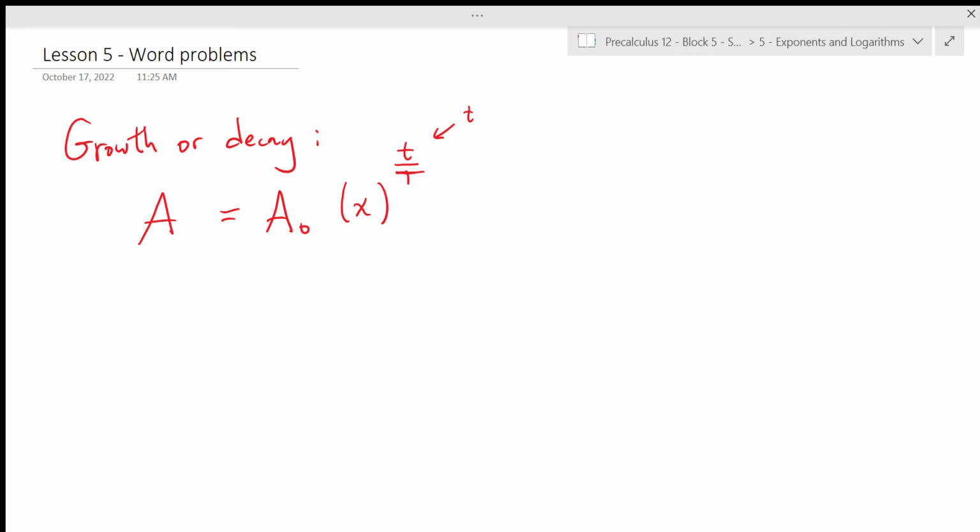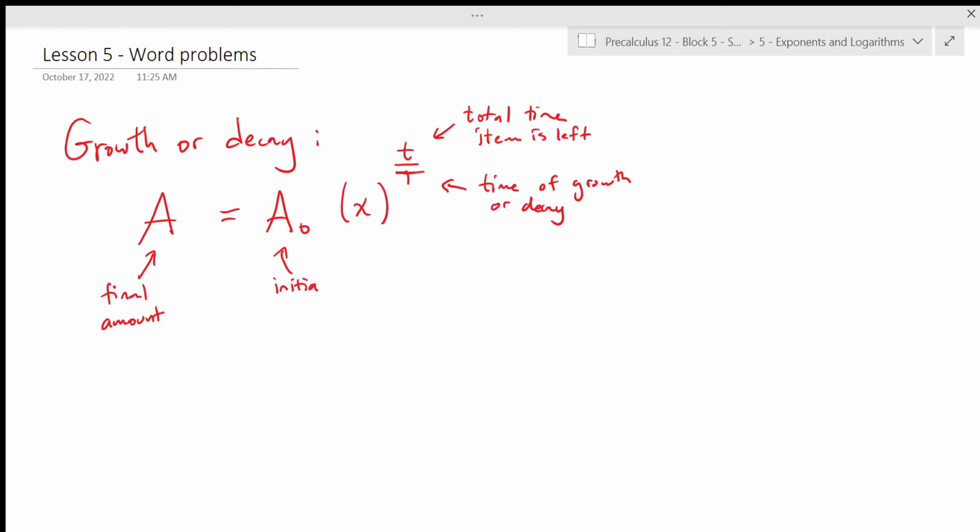So this is the total time the item is left, and this is the time of growth or decay. So something like a half-life would go there. Okay, the final amount is A. And our initial amount is here. Okay, and your X is your growth or decay value.